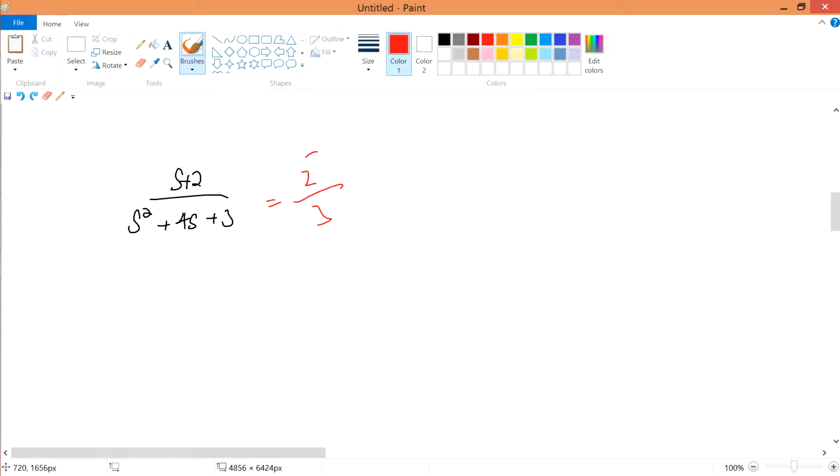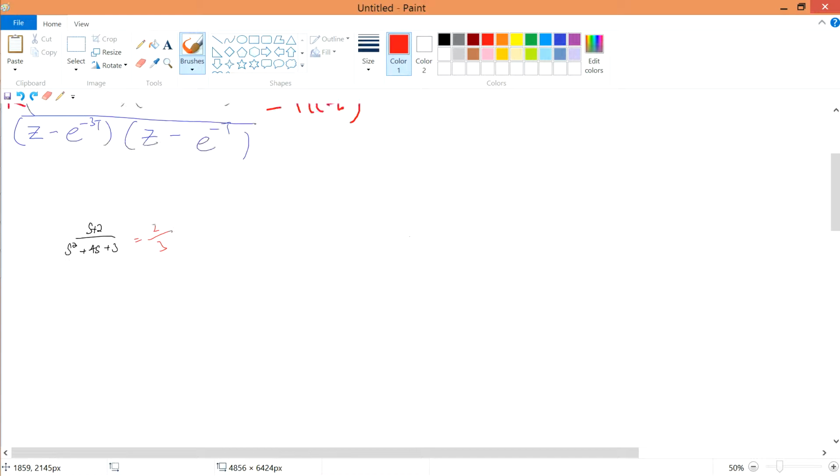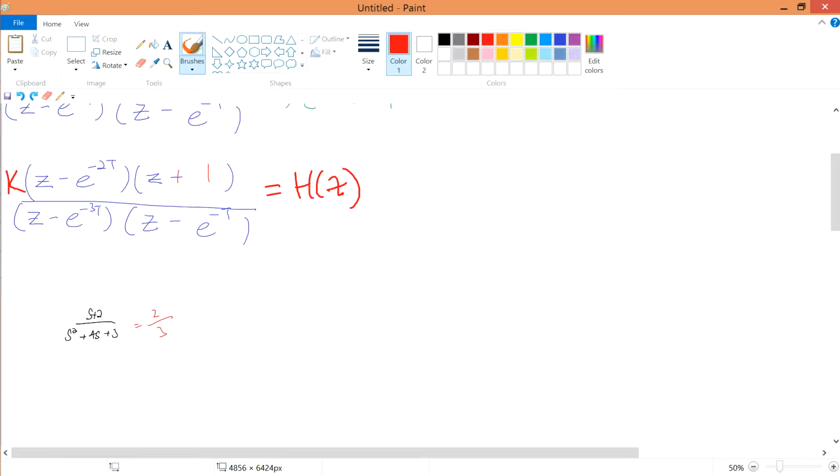In the Z domain, it will also be 2/3, because it's just some number. It's not in terms of whatever frequency, so you won't change or map anything. It'll just be some other arbitrary constant, 2/3. So I'll write the condition as when S equals 0, your transfer function is equal to 2/3, while your Z, you also need to change.